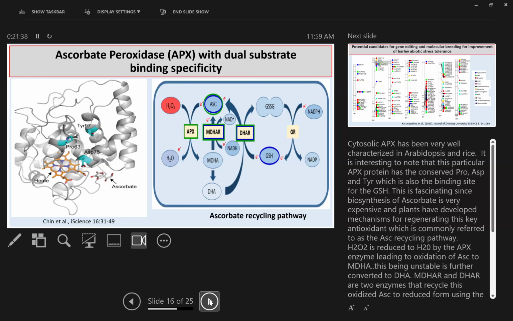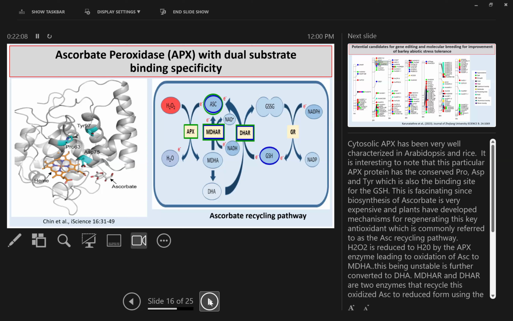Okay, so if you follow the logic behind that pathway, and if you have a dual substrate binding enzyme like this APX enzyme, what it means is that your pool of reduced ascorbate will be higher, and also the pool of the oxidized glutathione will be higher. And this is very important because these redox molecules are important biochemical cues which promote phase transitions.